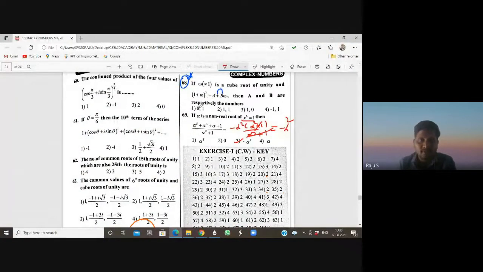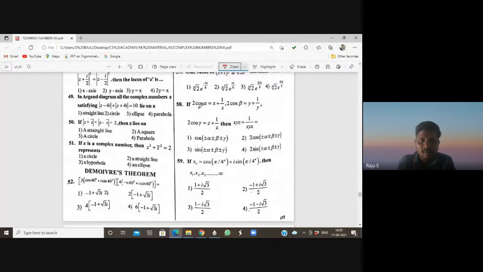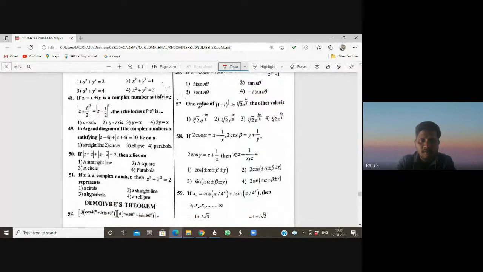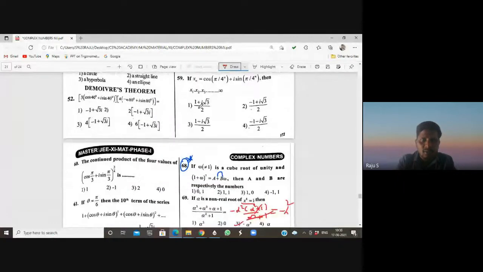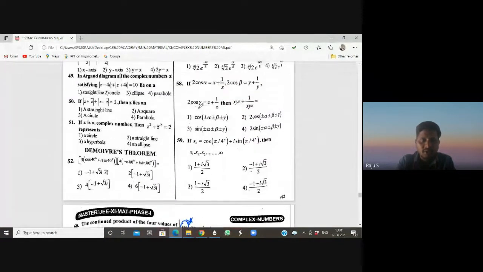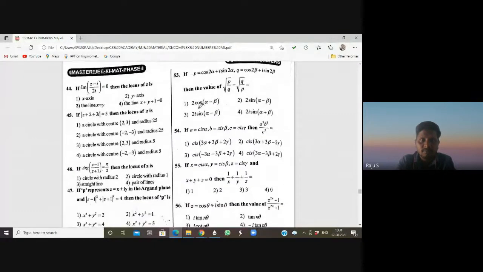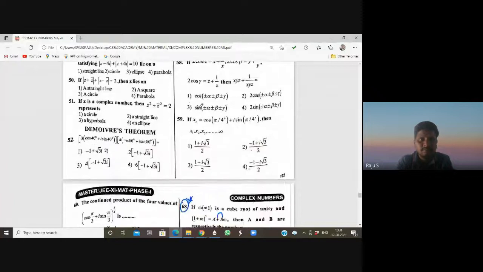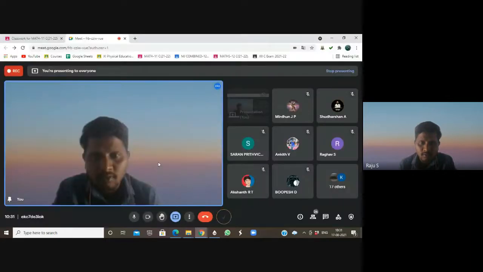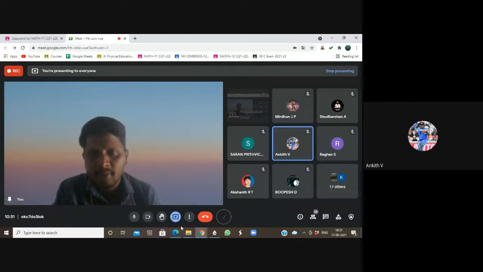Yes, students. Okay, that is about cube root of unity. Is that clear, students, for everyone? Yes, Amma? Can you hear me? Yes, sir. Yeah, fine.